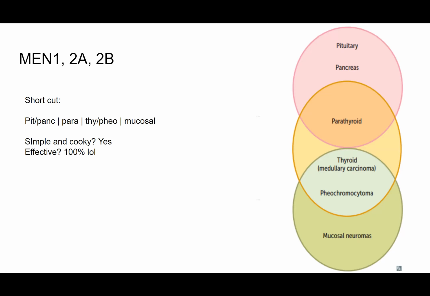With MEN 1, you're going to have pituitary, pancreatic, and parathyroid presentation. They can talk about anything in there, but if it's pituitary, pancreatic, parathyroid, you're talking MEN 1. Now, if they talk about parathyroid, thyroid, and pheochromocytoma, then it's MEN 2A. And then if they add in mucosal neuromas, then it's MEN 2B. I think I switched up the MEN 2s there, but simple and kooky, absolutely. But it's 100% effective if you're picking those out.